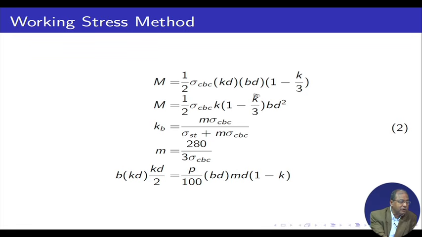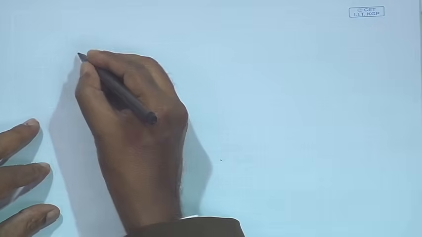So, you can find out this particular equation here, m equal to half sigma CBC k (1 minus k by 3) BD square. So that we can write down. Let us keep this particular equation, we shall use it later on. Let us just write down that equation here, so that I can tell you.